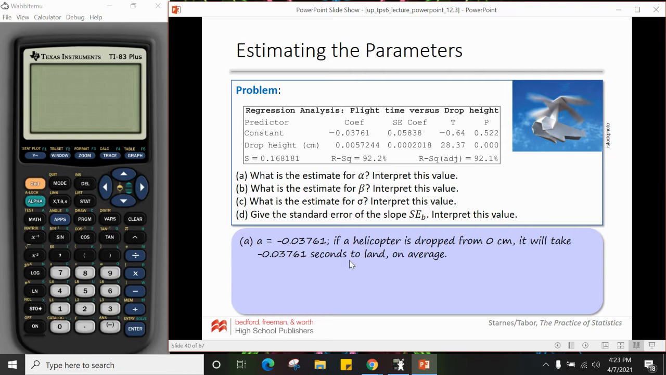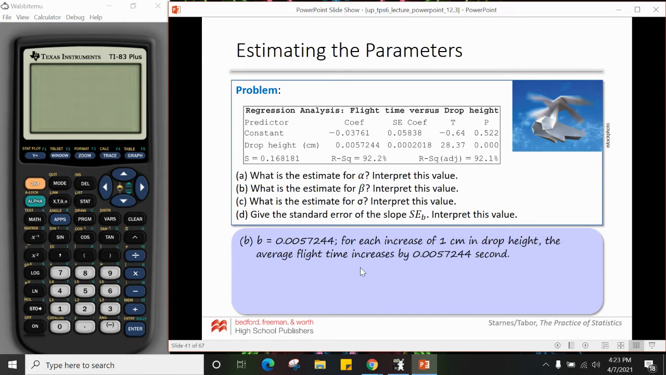I would say it wouldn't make sense to drop a helicopter from 0 centimeters, because it technically should just be at 0. Now negative 0.037 is fairly close to 0, but it should be 0.